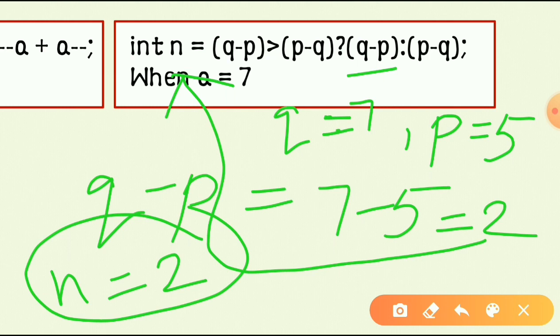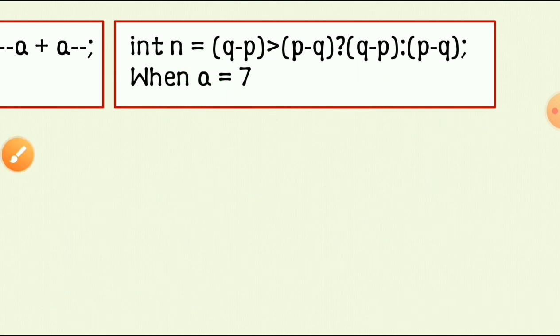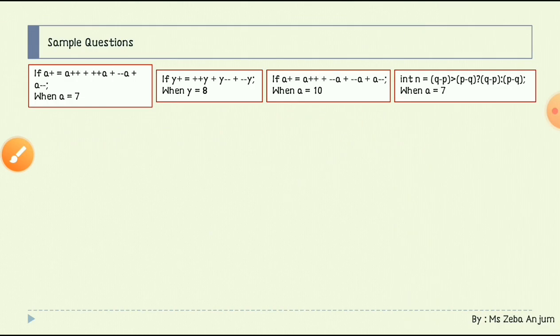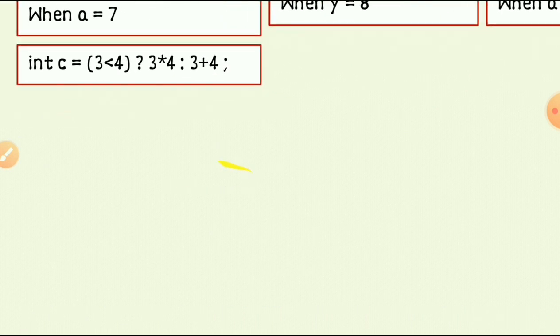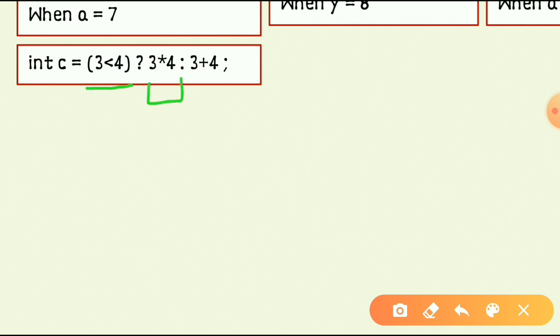Now please check your answer with mine. Again let us move towards the next question. Again we are having a ternary operator with us. Now see, let us try to solve this question. The condition we are having is 3 less than 4. The condition is true, and for a true condition we are going to evaluate our first expression, 3 multiplied by 4. The answer will be 12.